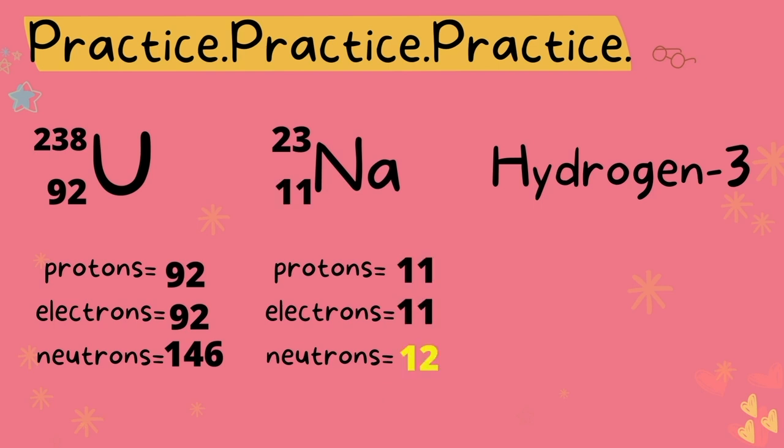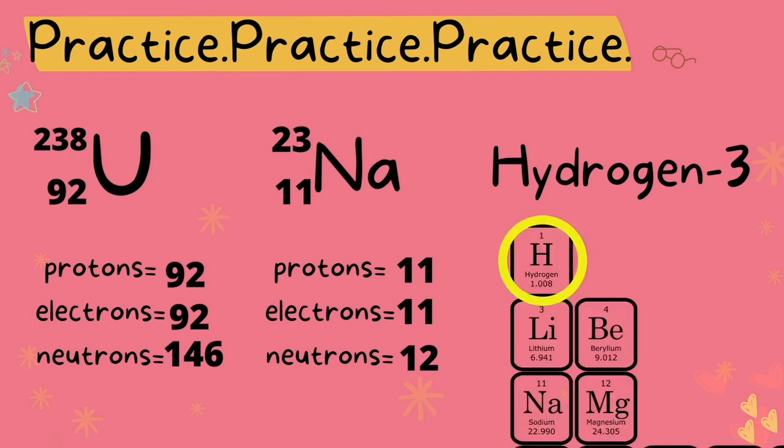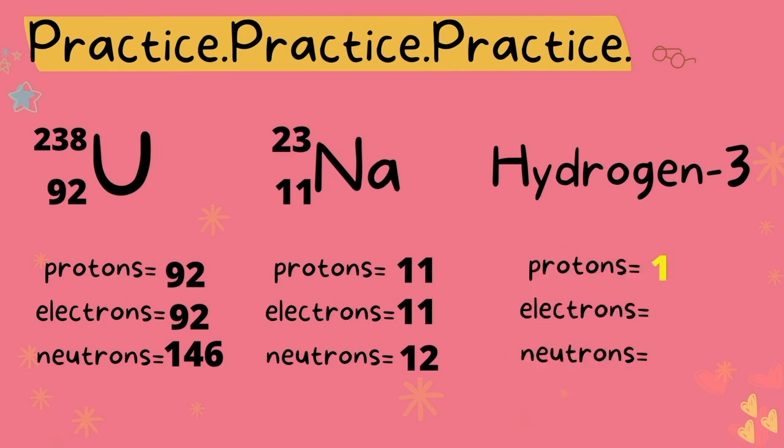Lastly, we know this is an isotope because of the way it is written. Specifically, it has a dash with a number at the end that does not match the mass number of hydrogen on the periodic table. Also, we see the atomic number on the periodic table is 1. So with this information, let's fill out the number of protons, electrons, and neutrons. Protons, we have 1, electron 1, neutrons 2.